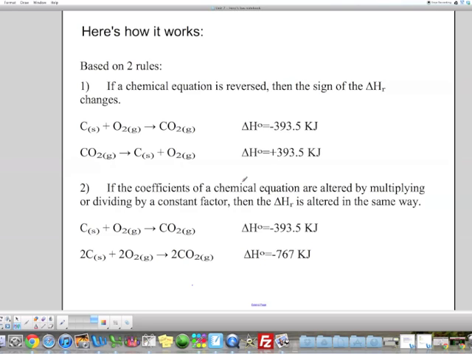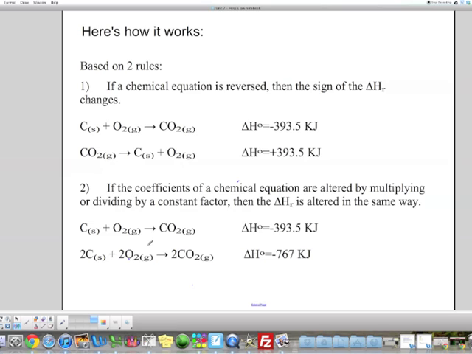Secondly, if to suit my needs I need to multiply my equation by a certain coefficient, then I need to also multiply the amount of energy involved by the same coefficient. So in this example, everything got doubled. I went from C to 2C, O2 to 2O2, CO2 to 2CO2. Obviously, I need to also double the amount of energy involved in this newer version of the reaction.